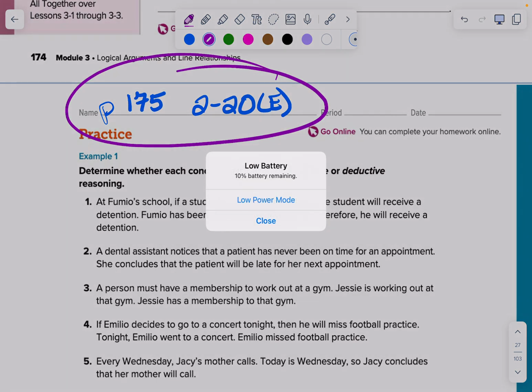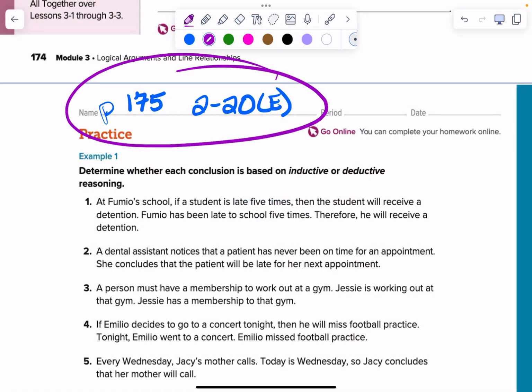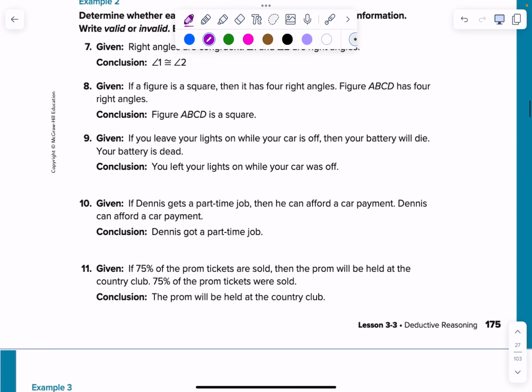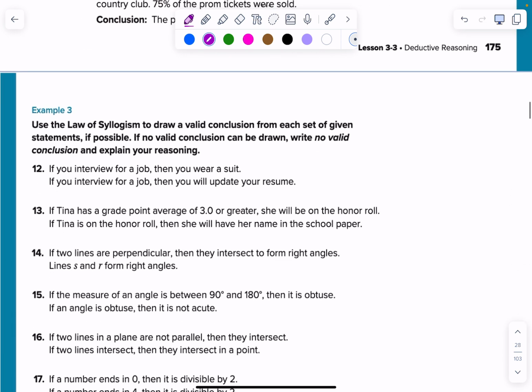I have a question. What? For number 14, it says to use the law of syllogism. Yep. But that one, you can't make a conclusion unless you use the other law. If two lines are perpendicular, then they intersect to form right angles. So that's P and Q.